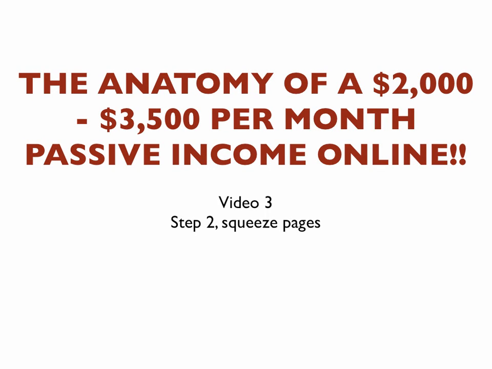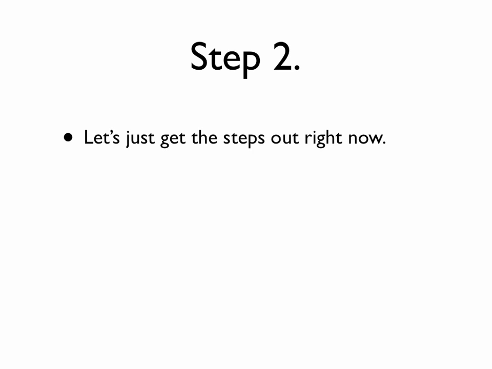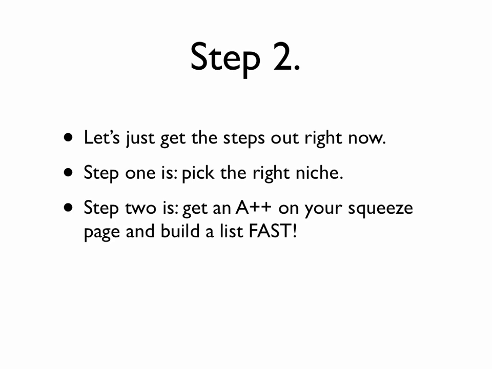We're going to talk about the squeeze page. Plus, we're just going to get all the steps out right now. Step 1 is to pick the right niche market. Step 2 is you want to make sure and get an A++ on your squeeze page and build a list fast. Not a C, not a D minus. You want to get an A++ on your squeeze page and start building the list fast.